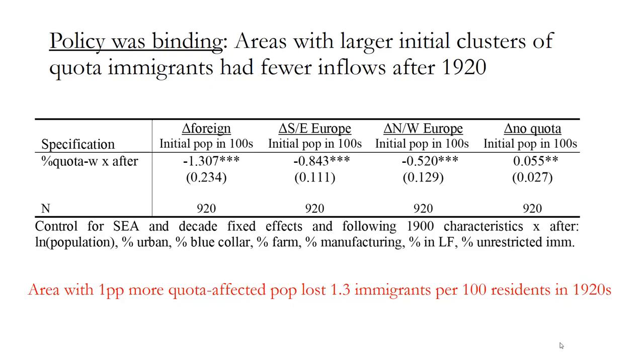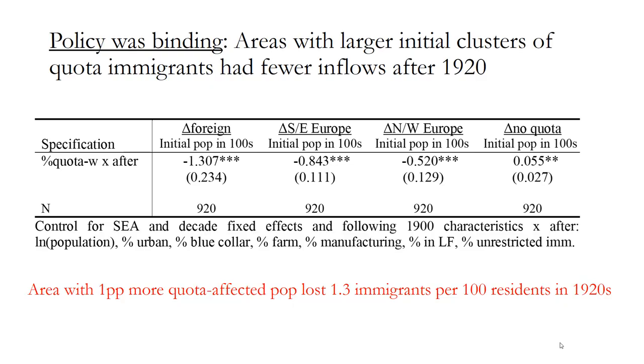So the first thing to look at is, was the policy binding? Did areas with larger initial clusters of quota immigrants have fewer immigrant inflows in the 20s? What we find is that the answer is yes. And how do we interpret the magnitude of that relationship? What this means is that areas with 1 percentage point additional quota-affected population in 1900 lost 1.3 additional immigrants per 100 residents in 1920. So we've divided not just by initial population, but initial population in hundreds, so that it's very easy for us to read these coefficients as bodies lost per 100 in the population.